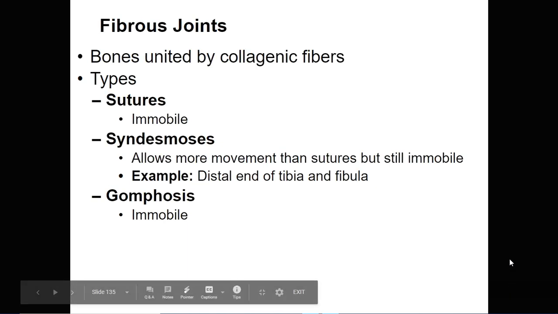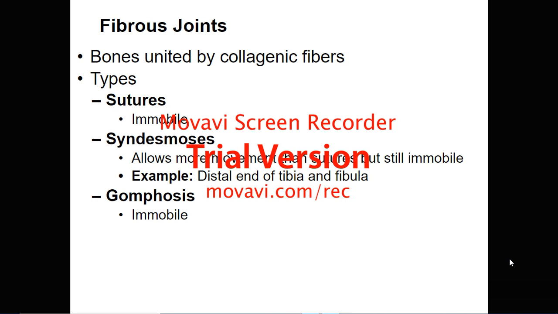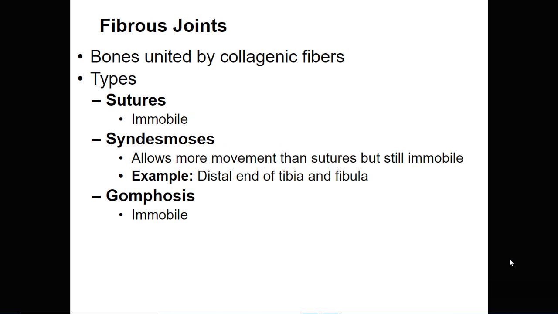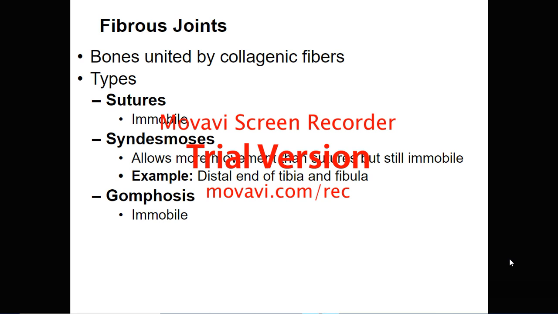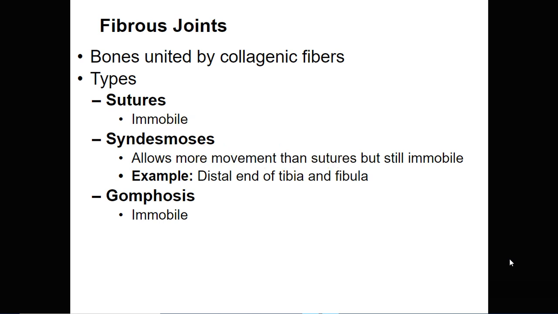If the collagen fibers are short, they're going to be longer than sutures. Sutures are the shortest collagen fibers. So with the syndesmoses, the collagen fibers are going to be longer than the sutures, but it depends. For example, the ligaments joining the fibula and tibia together are relatively short, so it's going to be immobile.